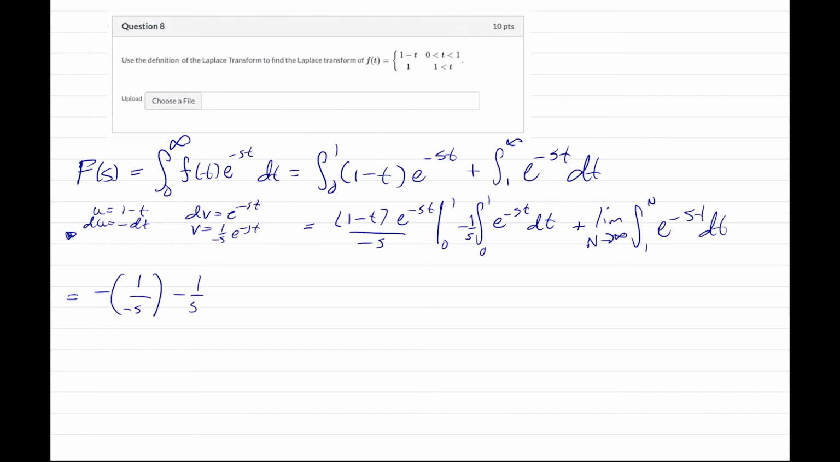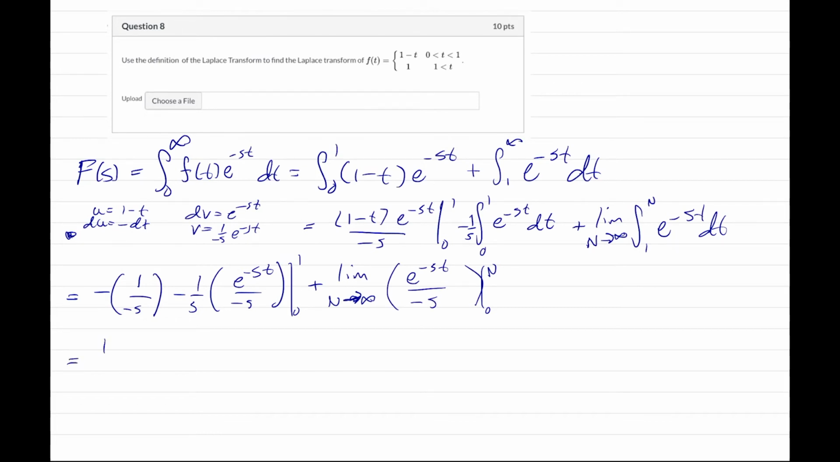Minus 1 over s times the integral that we get out of this, which is e to the minus st divided by negative s. And this is evaluated at 0 and 1, plus the limit as n goes to infinity of, let's see, evaluate at 0 and n, e to the minus st over minus s.